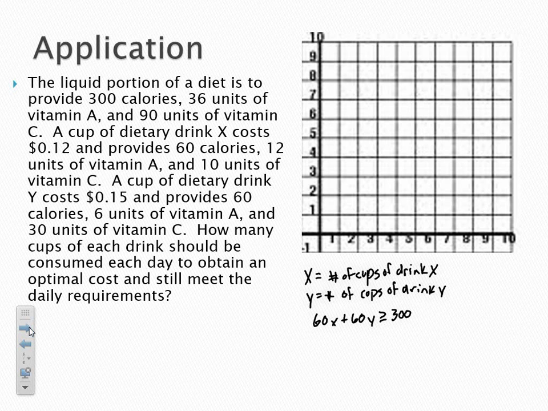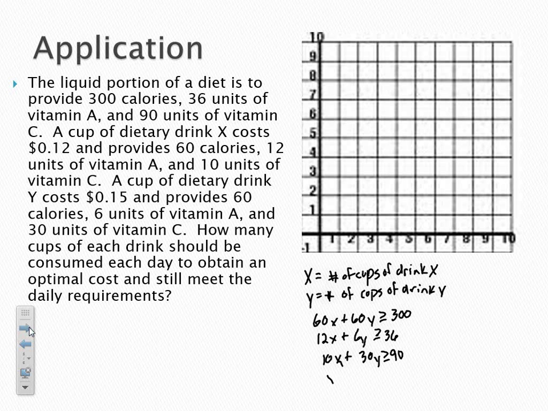And then we had 12x plus 6y is greater than or equal to 36. That was representing our vitamin A information. And then we also had 10x, that's an x, plus 30y is greater than or equal to 90. That was representing all the vitamin C information.